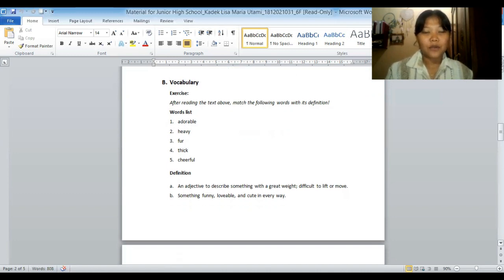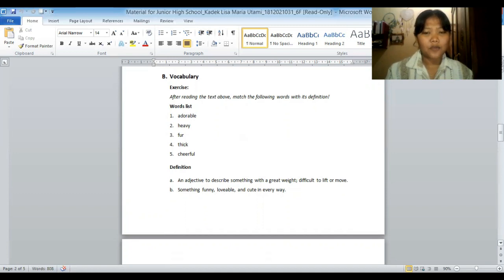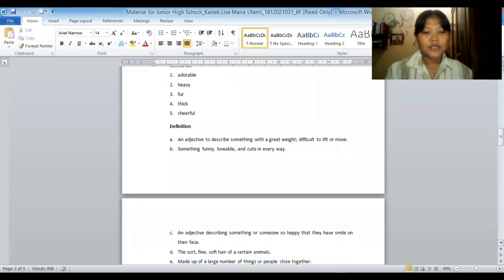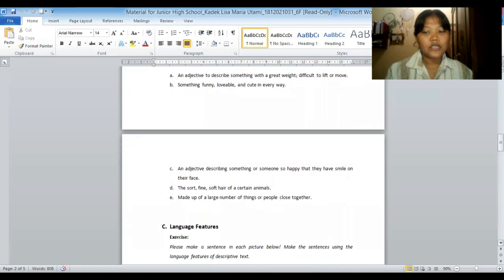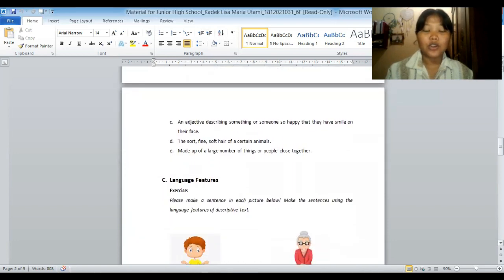That's for the vocabulary section. So there is only one exercise that I provide here. And let's move to the next one, which is language features.